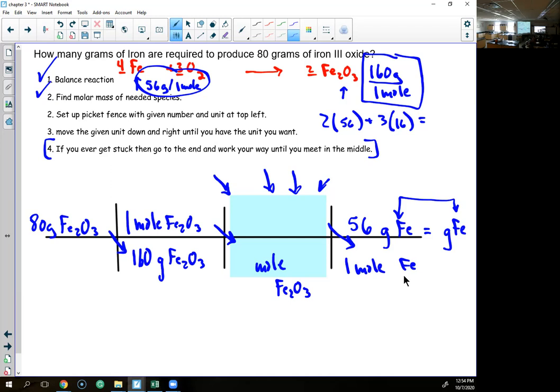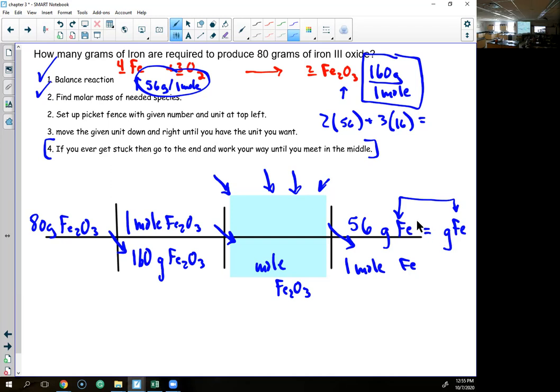So just by looking at the word problem, you can figure out what goes here. You're trying to find the grams of Fe, but you already know that'll be the last one in the condenser. Yeah, because it's like a map. I'm giving you where to start. I'm giving you where to end. You just have to connect them.